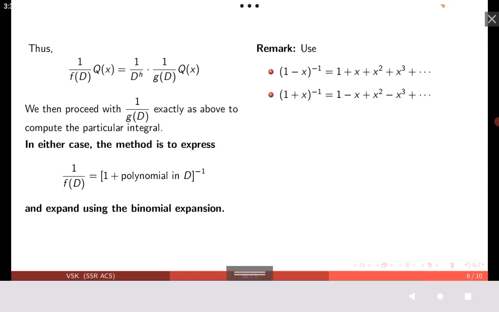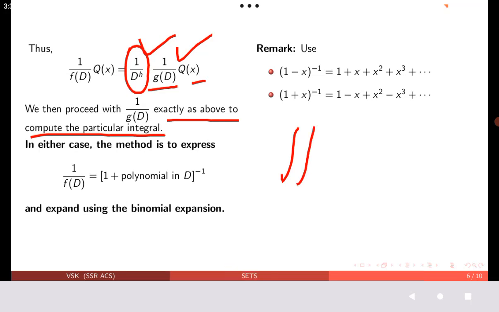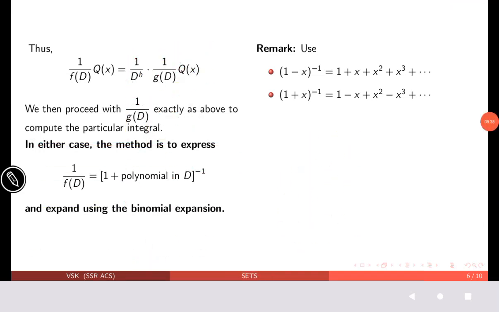Thus 1 upon f(D)·X will become 1 upon D to the power h into 1 upon g(D) into X. We then proceed with 1 upon g(D) exactly as above to compute the particular integral. We will do this as we have done in the last slide, and then apply it. This will be nothing but integration h times with respect to x. In either case, the method is the important thing.